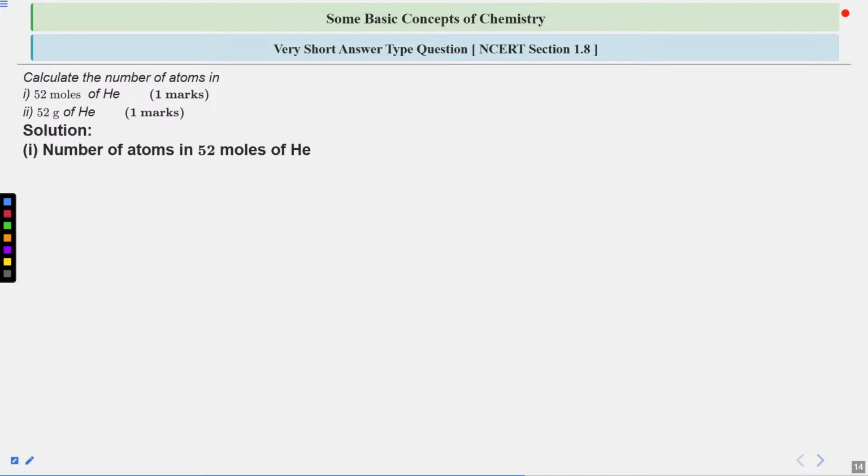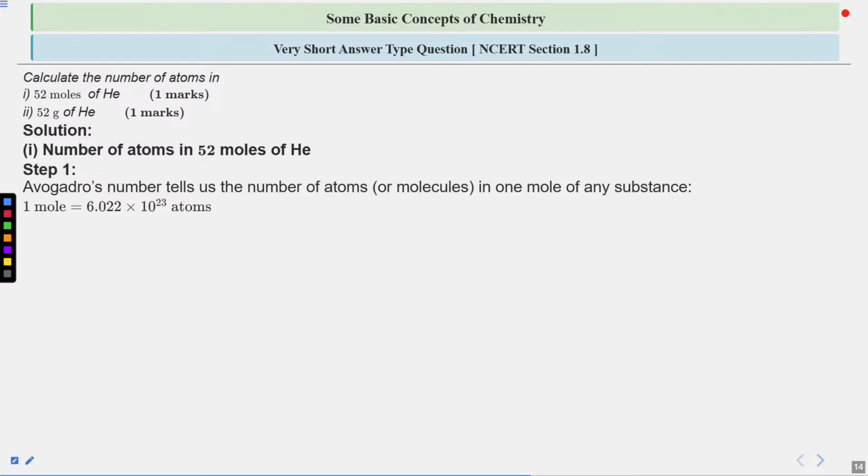Here you have to calculate the number of atoms in 52 moles of helium. So it's very simple. How will we do it? We know that 1 mole of any substance will contain 6.022 into 10 to the power 23 atoms. In this case we are dealing with atoms, so I have written atom. But how many moles do we have? Do we have 1 mole? No, we have 52 moles. We will simply multiply 52 by 6.022 into 10 to the power 23. So if you do that, you will get this.